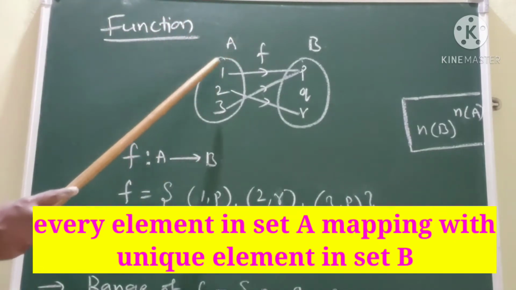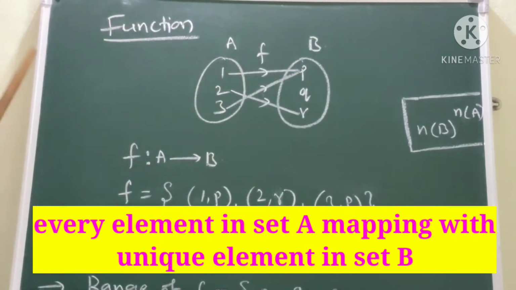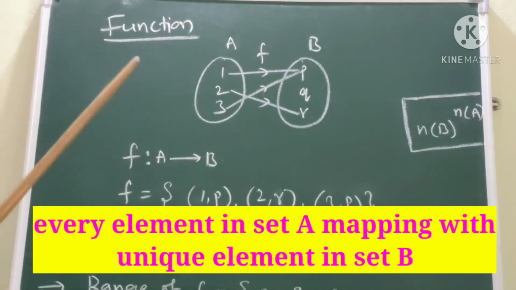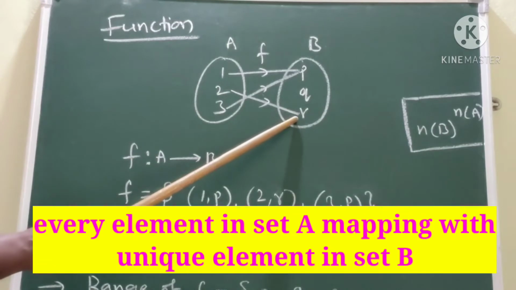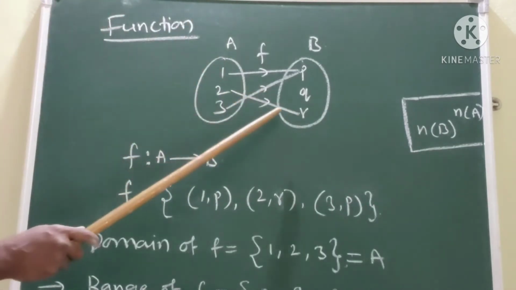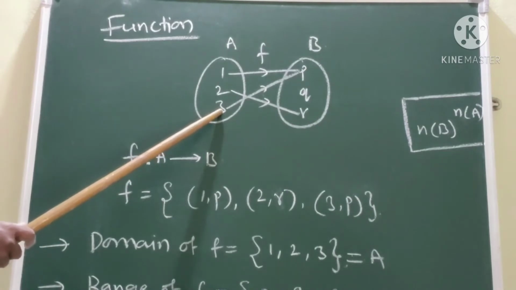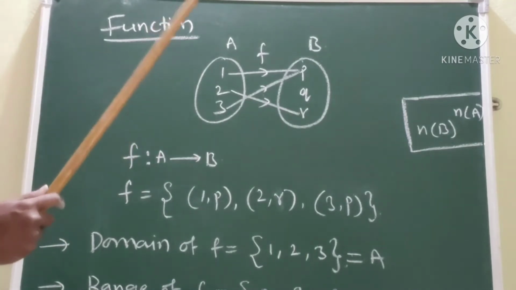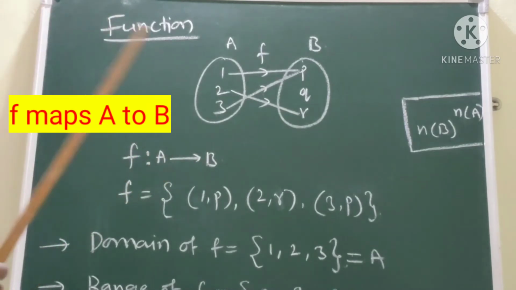Now let us see, 1 is mapped with P. That means 1 is not mapped with any other element. It is mapped with only one element, that is P. So it is unique. Next, 2 is mapped with R only. There is no other element. So it is also unique. And the third one, 3 is mapped with P, and 3 is not mapped with any other element. So we can say that 3 is also mapped with a unique element P. So the relation F from A to B is called a function.